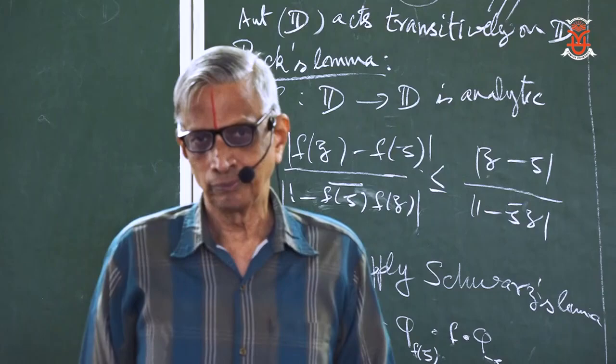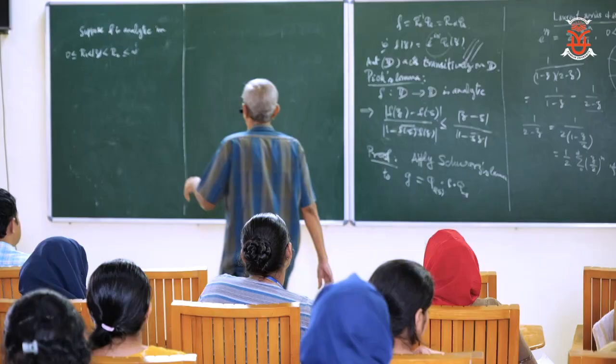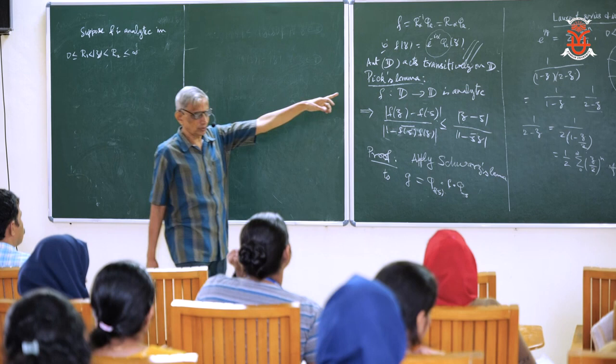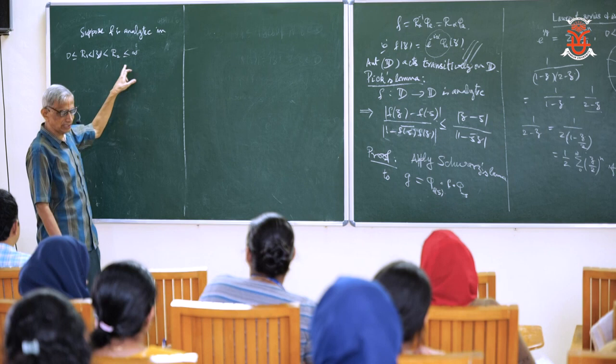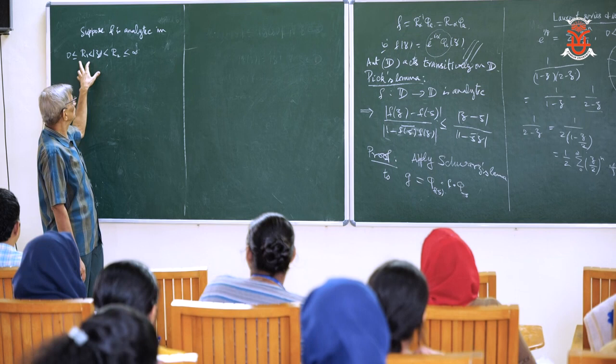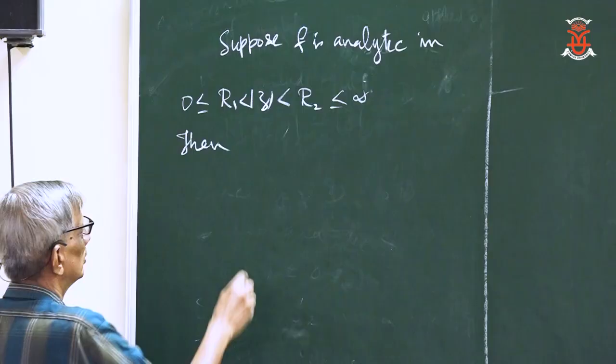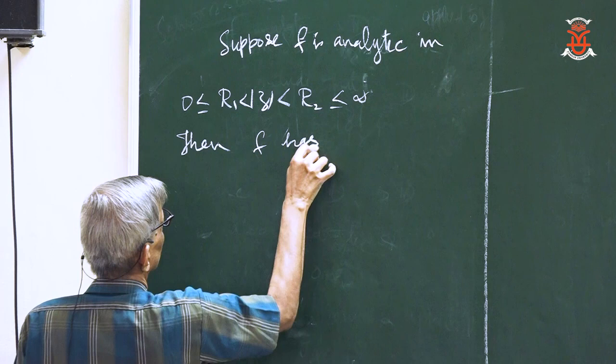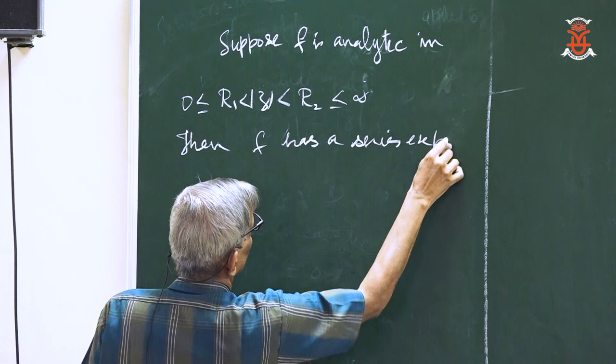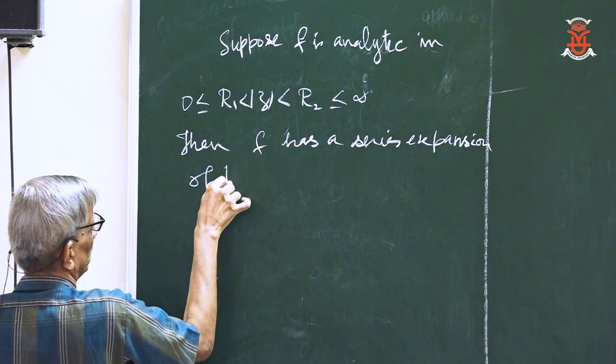When R1 is 0 and R2 is infinity, you have the punctured plane. When R1 is 0 and R2 is finite, you get a punctured disk. When R1 is non-zero and R2 is finite, you get a proper annulus. F has a series expansion of the form.